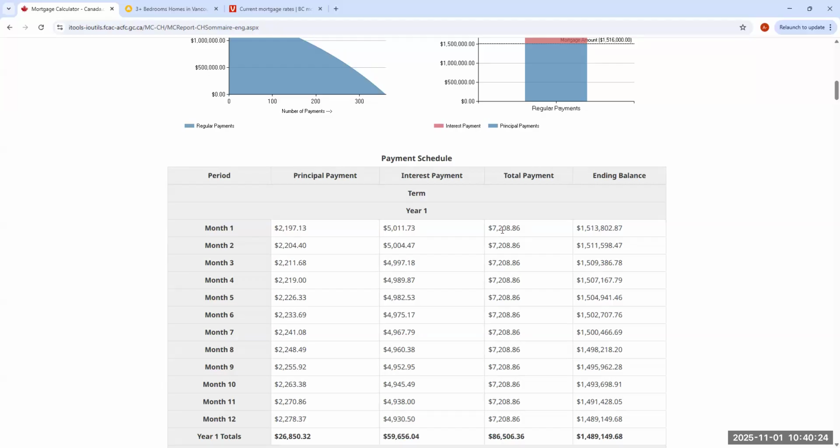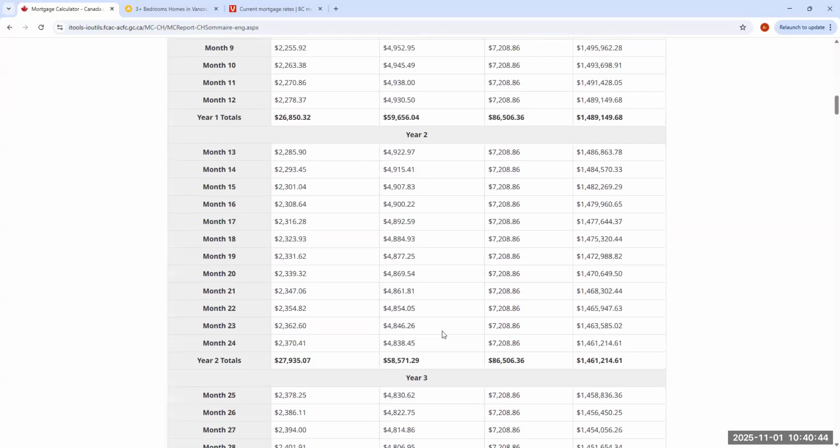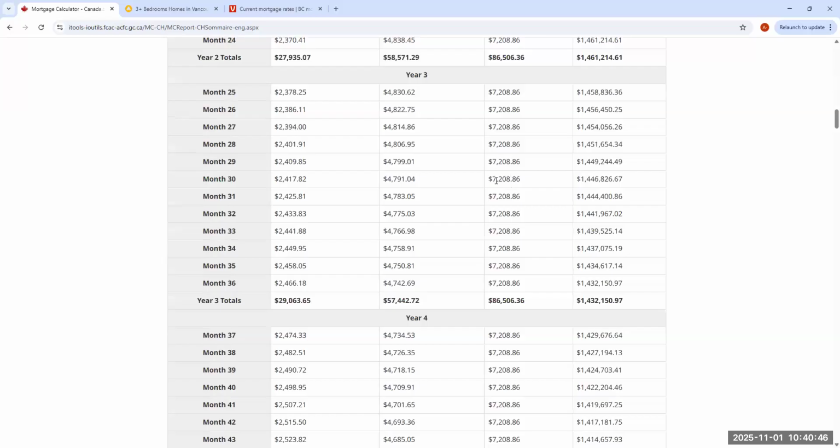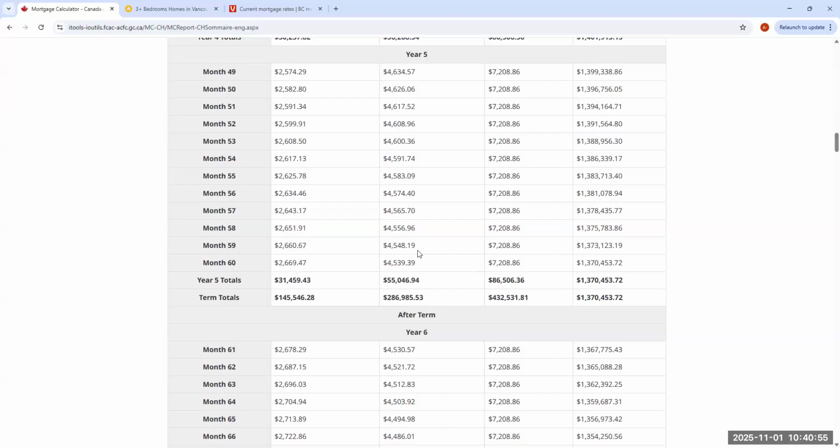With the very first payment, first month, we're gonna pay $2,197, which is gonna go to reduce the principal. And $5,011 is gonna be our interest. And we can see in year 1, year 2, year 3, how this 7,000 payment is going to be allocated to the principal versus the interest.